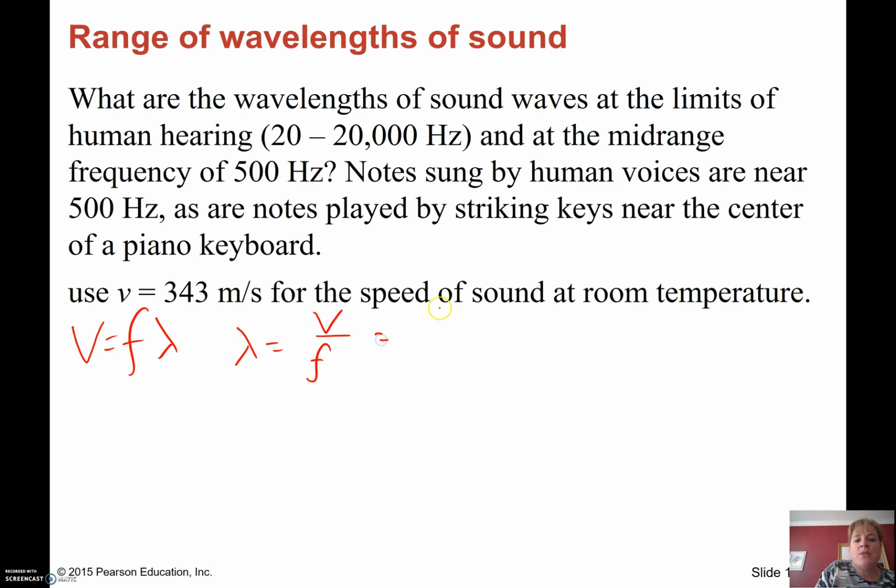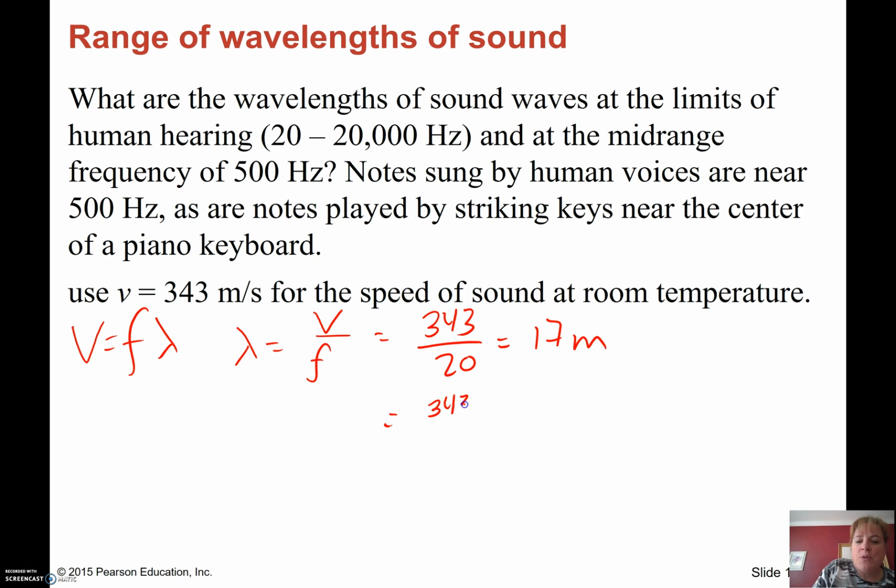So if we go through and do that for each of these, right, the bottom range of sound would be 20, would be 343 divided by 20, right? That's about 17 meters. That's a pretty long wavelength. Interesting enough, light wavelengths are in the nanometer range, so big difference between sound waves and light waves.